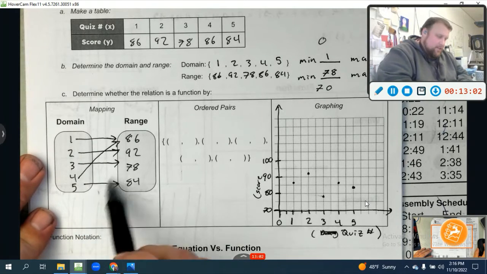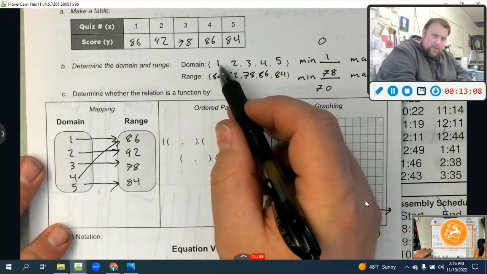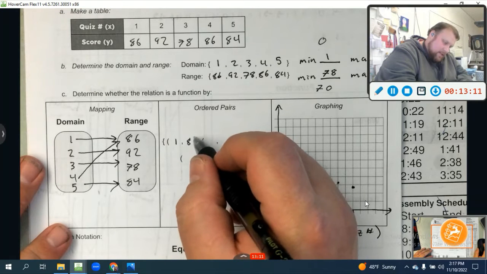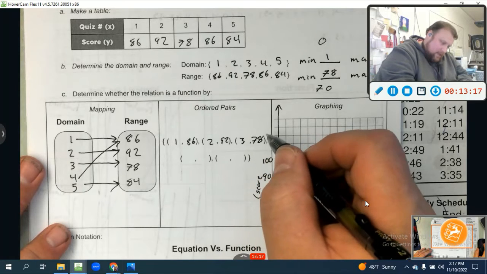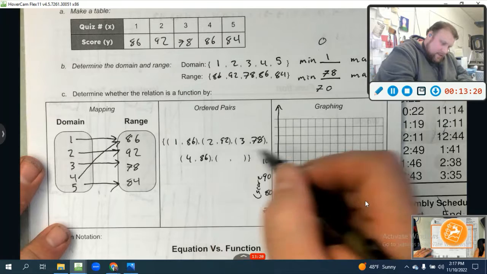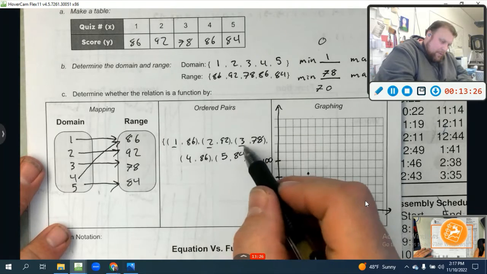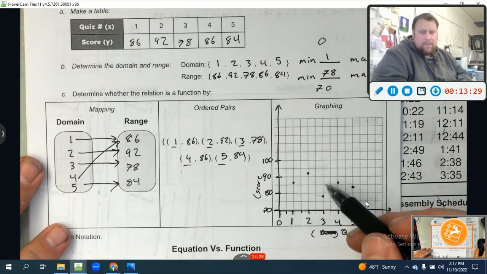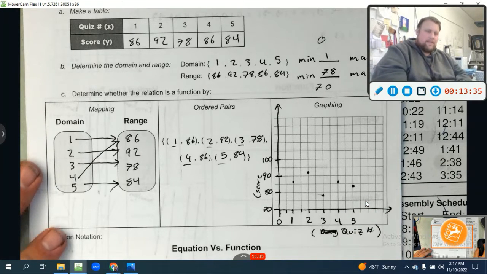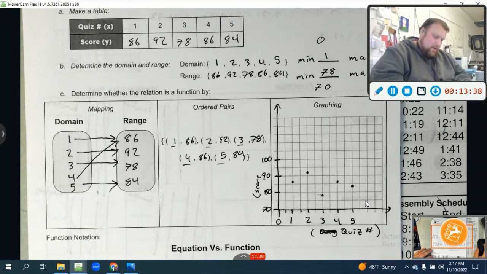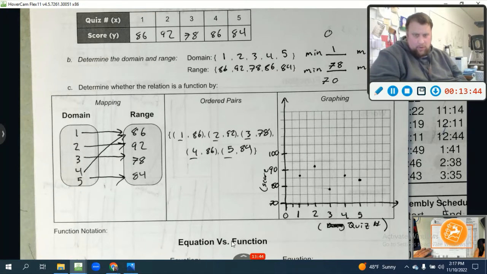Notice this is a function because each x has only one y. And then writing these down as ordered pairs is super easy. It's just writing it down, right? X and y: (1, 86), (2, 92), (3, 78), (4, 86), and (5, 84). And notice, what do we look for? No repeats in the x. Again, this is a function. Same thing here. If I look at this, no matter where I draw a vertical line, it's still working out as a function. Okay, we're going to talk about function notation. Let's go back to our vocab real quick.